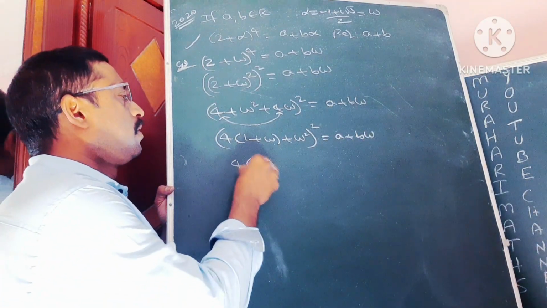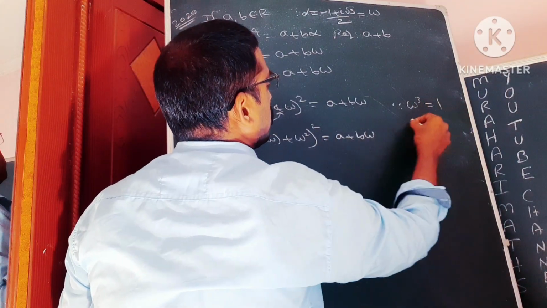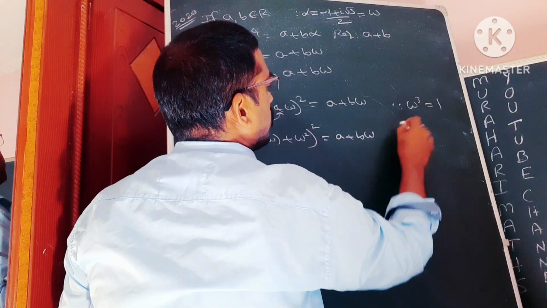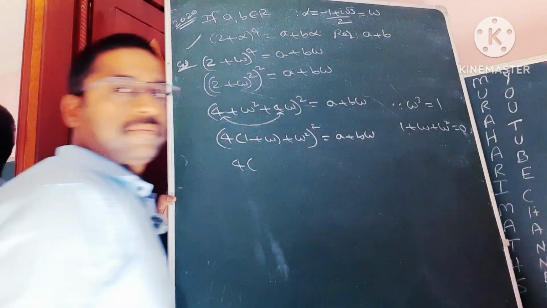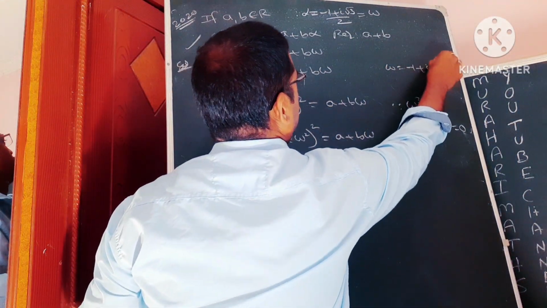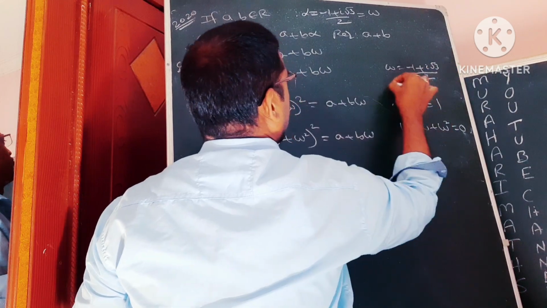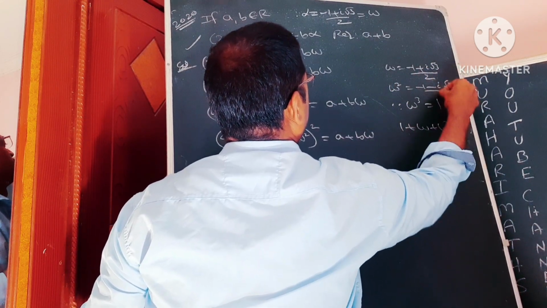Okay, 4 times of (1 plus omega)^? So we know that omega cube is equal to 1, and 1 plus omega square is equal to 0. Here, omega value how much? Omega is minus 1 plus i root 3 by 2, and omega square is minus 1 minus i root 3 by 2.